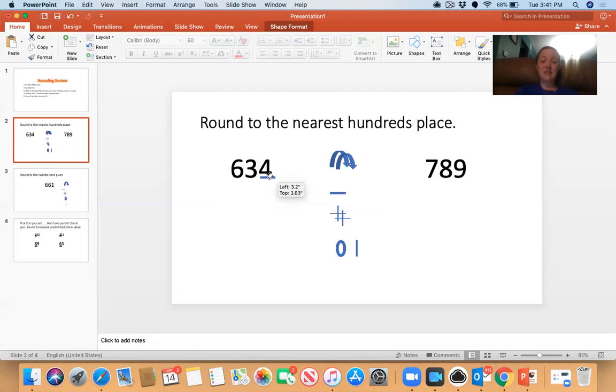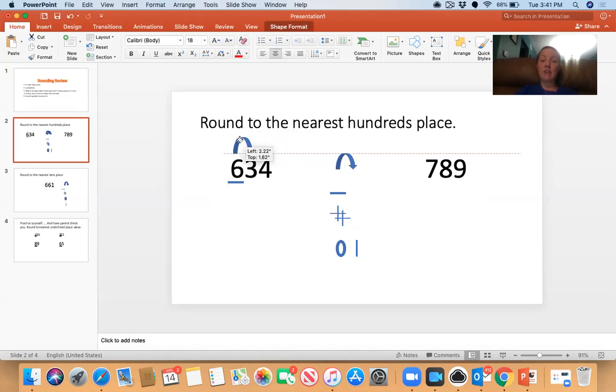The 6 is in the hundreds place. So I'm going to underline that, and that is the place that I'm rounding to. Now my next step, step number 2, is to look behind. So we're rounding to the nearest hundreds place, so I'm going to look back at my tens place.